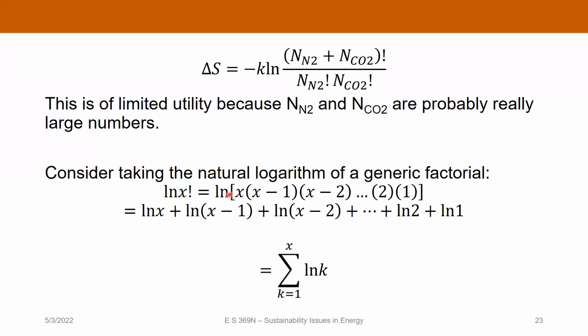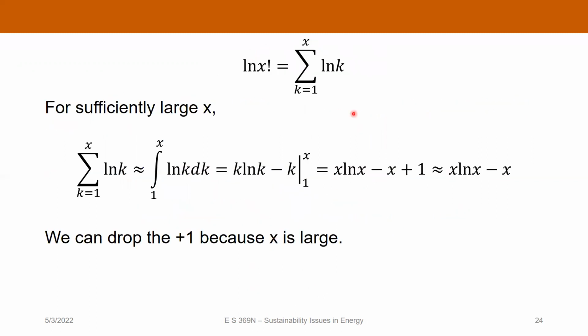If you think about the natural logarithm of a generic factorial, which we'll call x, that's the natural logarithm of x times x minus 1 times x minus 2 times and so on, down to 2 times 1. Because of the product properties of logarithms, since we have a product in here, this is equal to the sum of the natural log of each term: ln of x plus ln of x minus 1, and so on. We can represent this just by a sum: the sum of ln k, where k goes from 1 to x. Here's the formula we just derived.